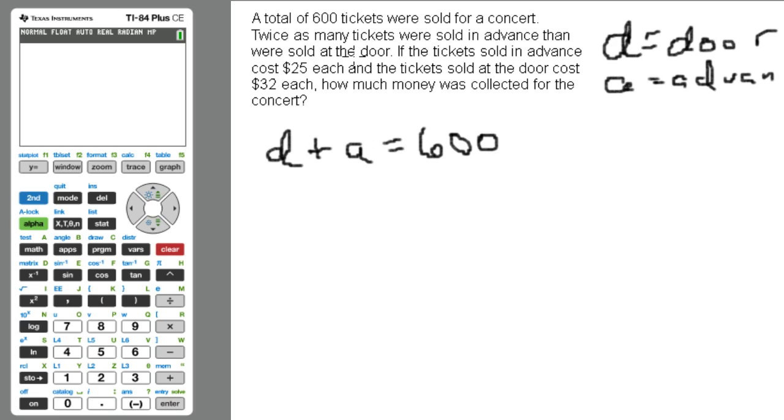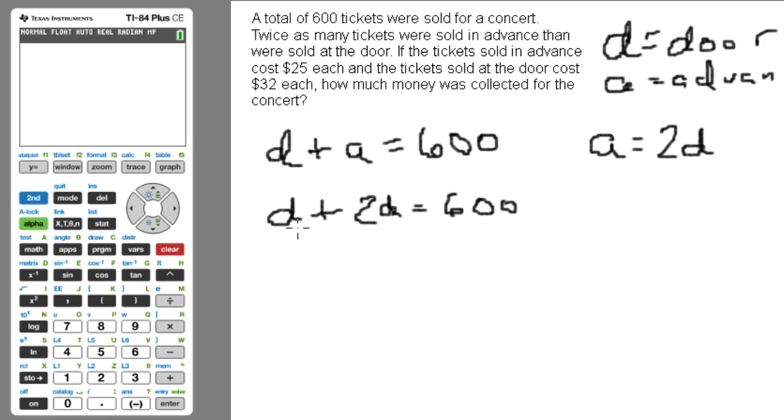But then also it says twice as many tickets were sold in advance than were sold at the door. So the number of tickets sold in advance is equal to twice the number of tickets that were sold at the door. And again, this is just basically saying go right ahead, substitute. A equals 2D. So right here in this equation where it says A, you just plug in 2D. In place of A, I know that A equals 2D. So here where it says A, I'm going to write 2D.